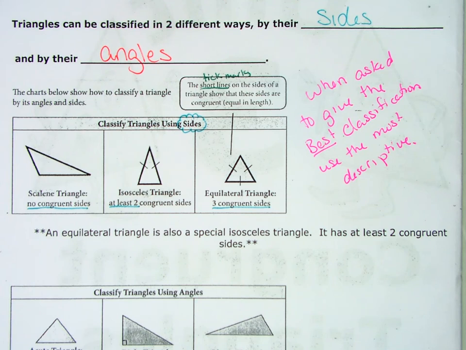But if I say give the best classification for this triangle, then you have to tell me equilateral, because equilateral is more specific than the isosceles. Equilateral says not only are at least 2 of my sides the same, but all of my sides are the same, right? So it's the more descriptive. So if a triangle is equilateral and it asks me for the best description, I don't even say isosceles. I just say equilateral. Okay?